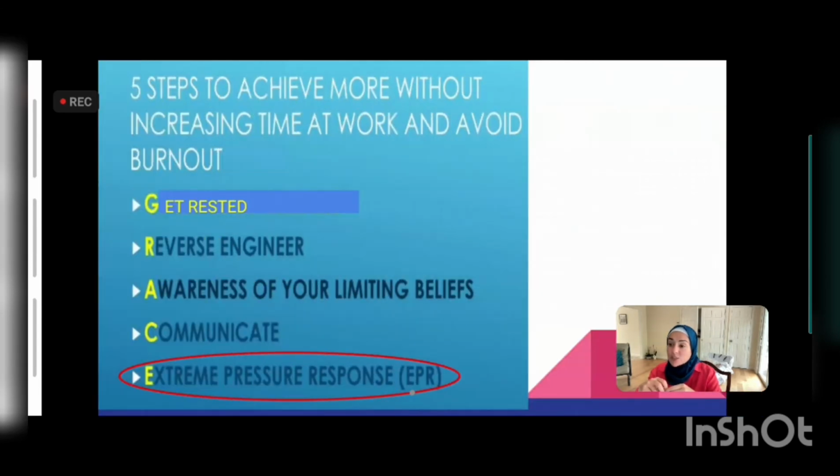So I do a coaching workshop for healthcare professionals, which is called How to Achieve More Without Sacrificing Your Health and Your Family. And it has 5 steps. GRACE, success with grace. GRACE is an acronym. G is for, first of all, you need to get rested. You need to look after your well-being. R is for reverse engineer your goal. A is for an awareness of your limiting beliefs. And C is for communication, and also clarifying your boundaries. And E in GRACE is the extreme pressure response. I'm going to give a summary of this step 5 in my program to you now, because it relates to what we're speaking about today. So if I can have the next slide, please.